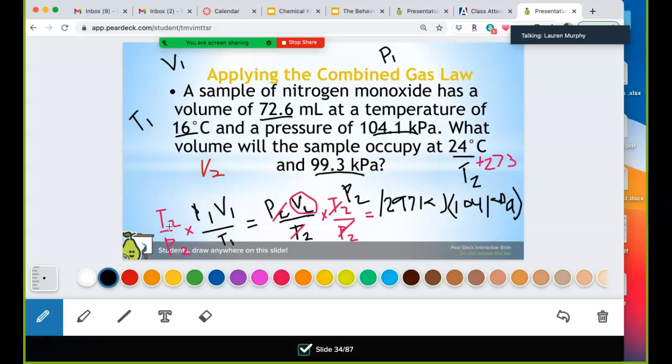Okay, so T2, P1, V1 is 72.6 milliliters. Sorry, I kind of ran out, but it's on the top. Divided by P2, which is in the bottom, so that's 99.3.